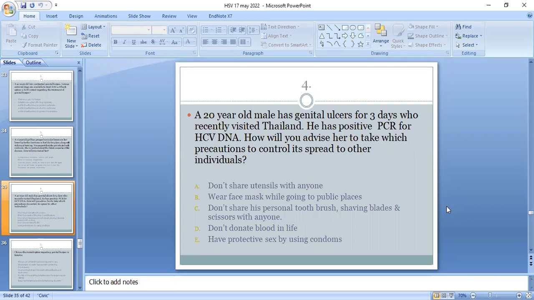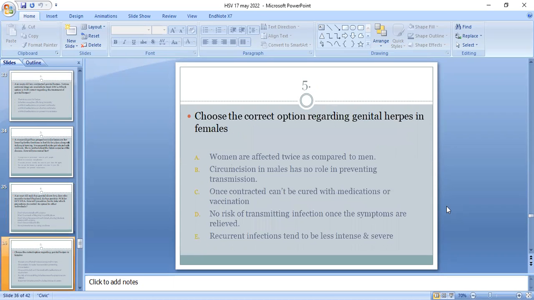E. Yes, E is the correct option as it spreads by sexual contact. So protective sex is recommended to stop its transmission. Fifth MCQ is choose the correct option regarding genital herpes in females.